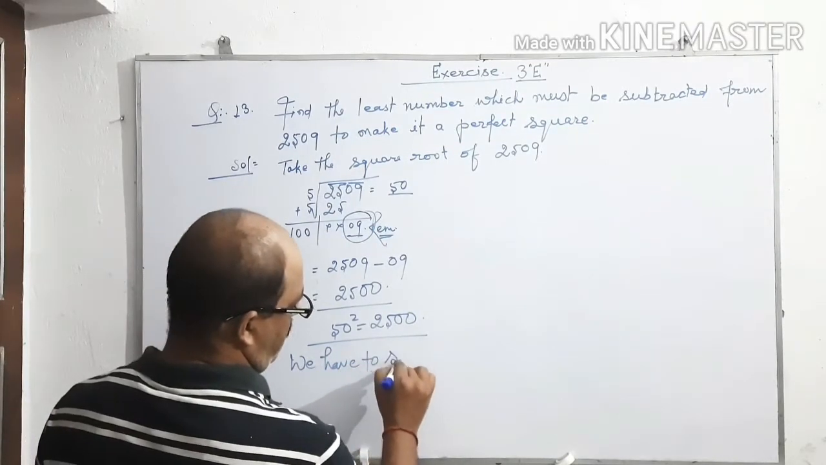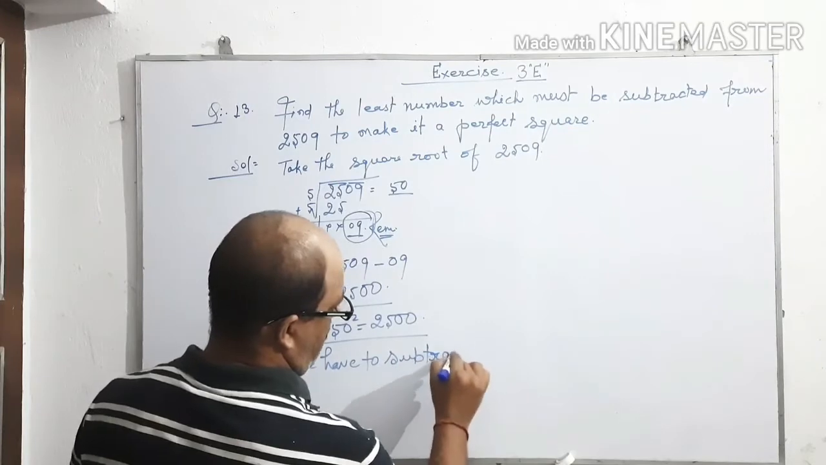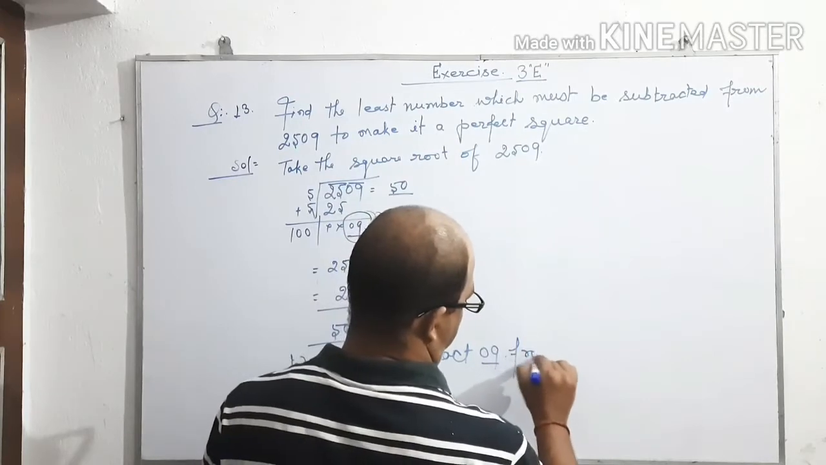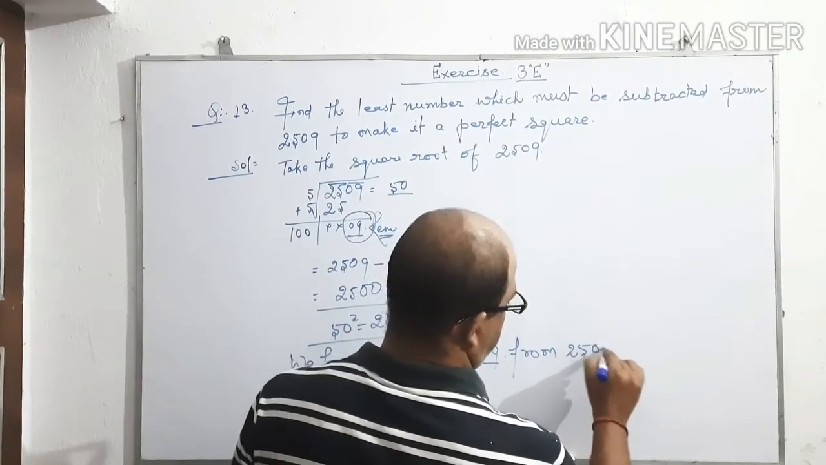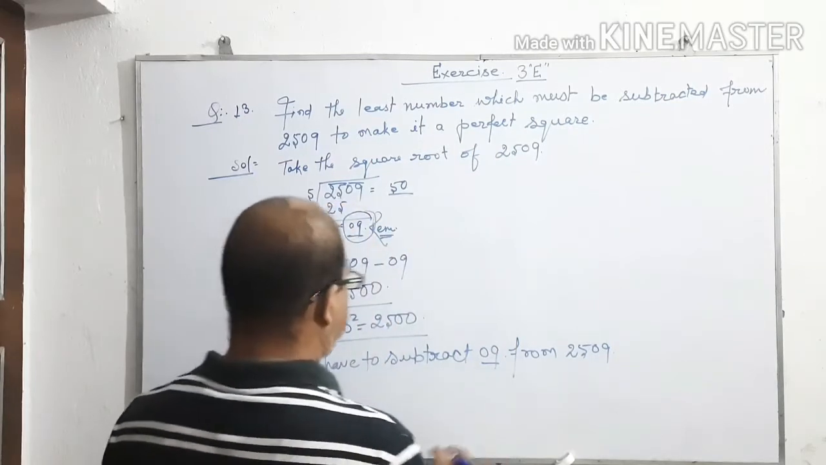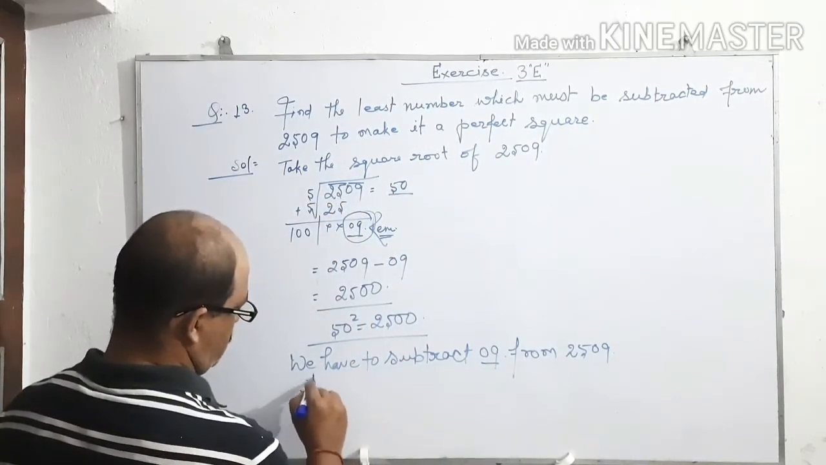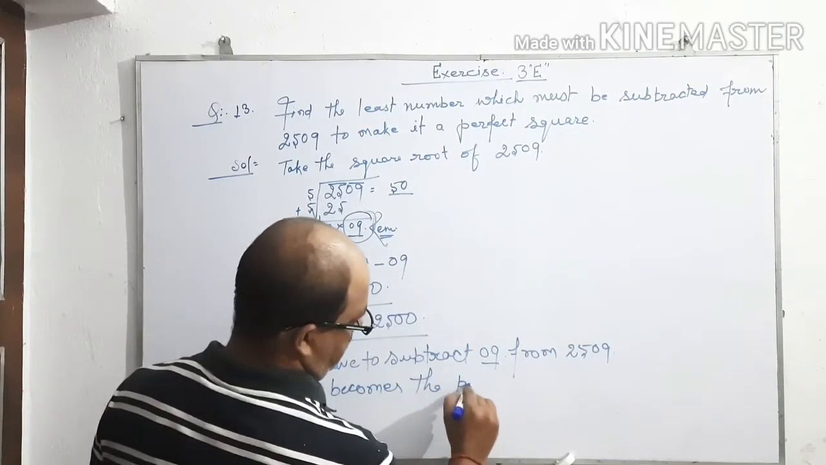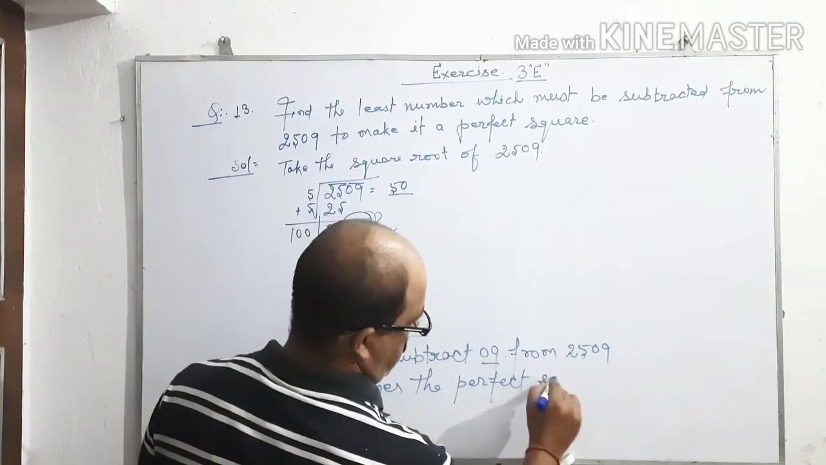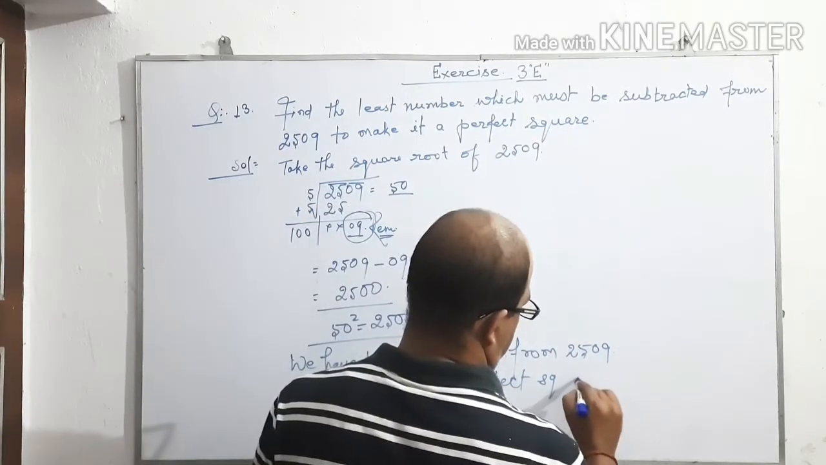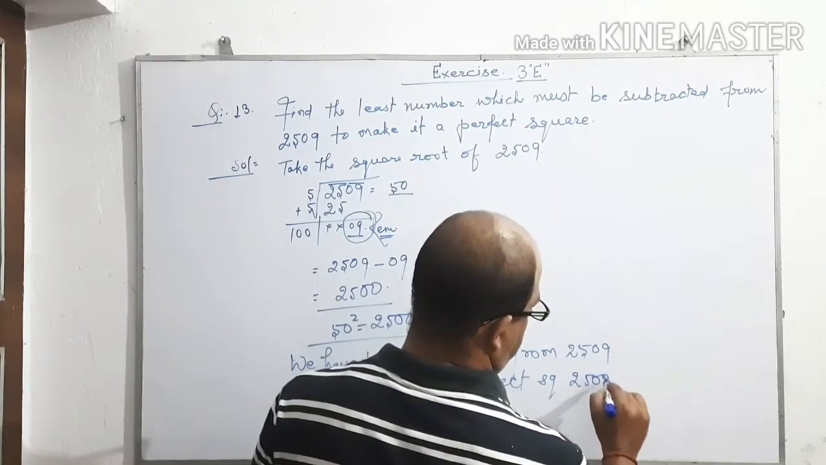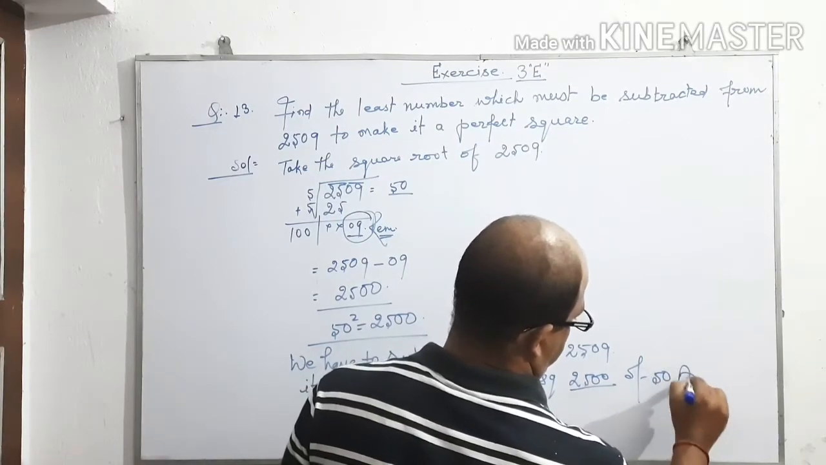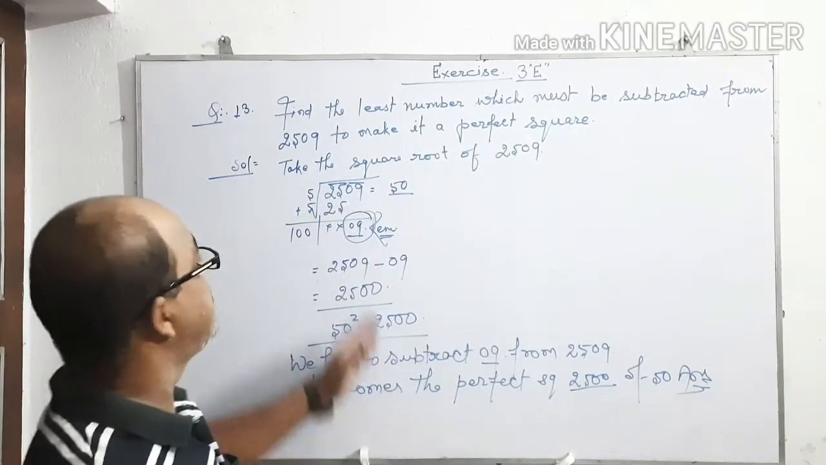So we have to subtract 9 from 2509, and it becomes a perfect square. Thus, this question is completed.